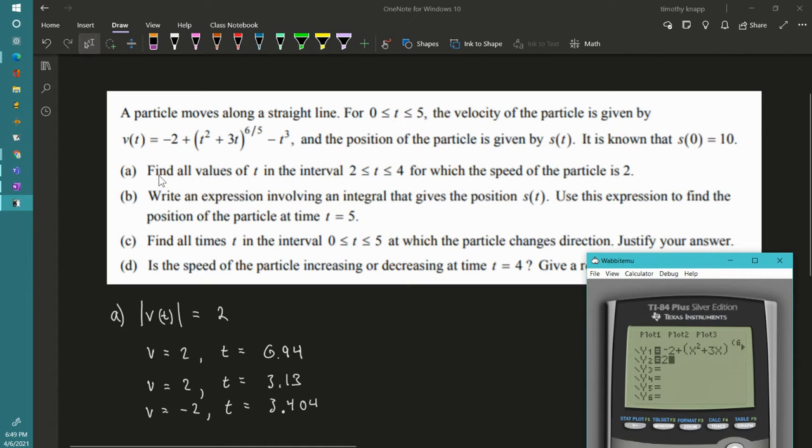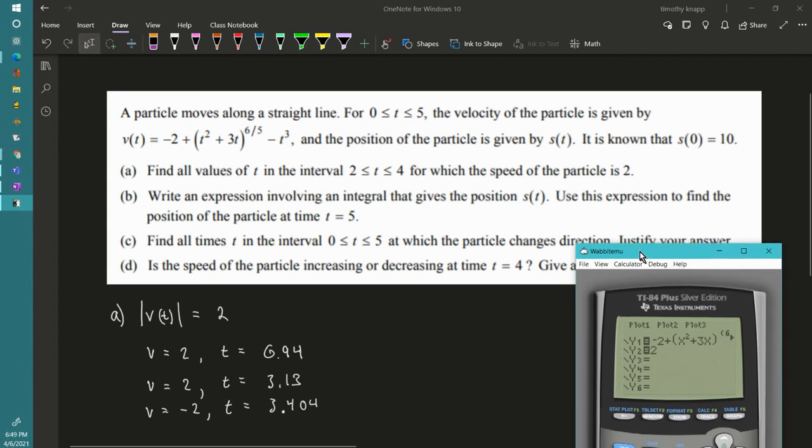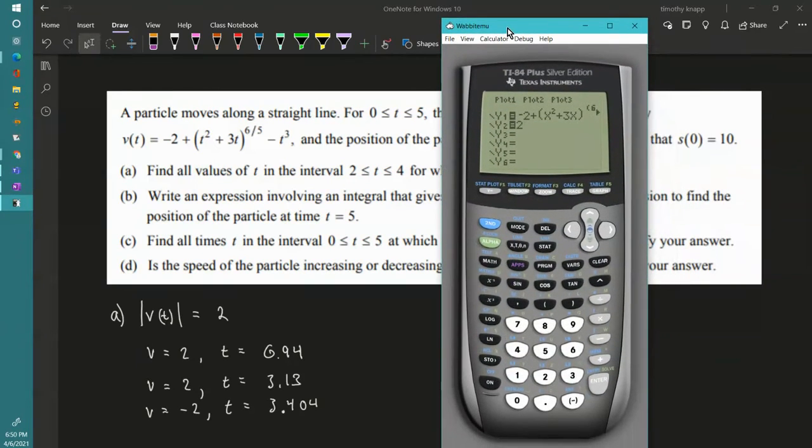We're going to do part A right now, which is find all values of t in this interval from 2 to 4 where the speed is 2, right? So remember, speed of 2 means where the velocity is either 2 or -2, okay? And you're allowed to use the calculator on this free response question. So what I'm going to do is use the intersect feature.